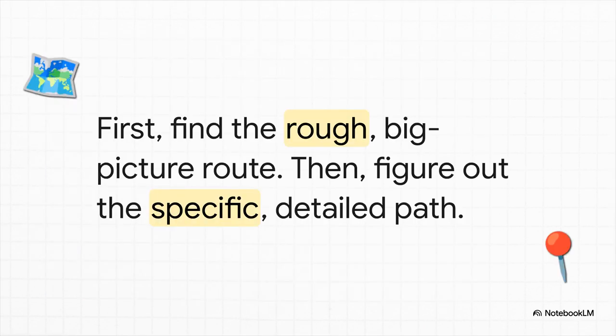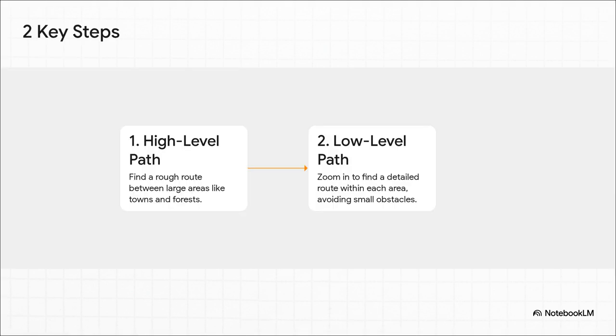But let's put that into plain English, because that's way easier to remember. Think of it like planning a road trip. First, you look at a map of the whole country to figure out the major highways you'll take between cities, right? That's your rough, big-picture route. Then, only when you get close to your destination city, you zoom in on a street map to navigate the local roads. And that's the entire secret sauce, right there. It's just a simple two-step process. First, find that high-level, big-picture path. Then, you figure out the low-level, detailed path.